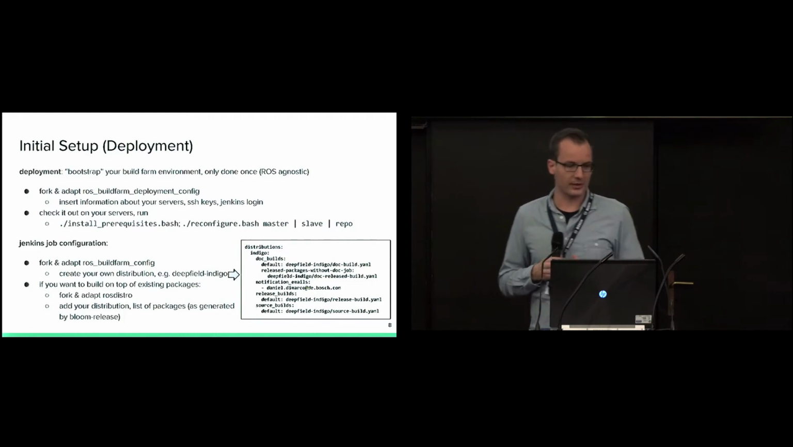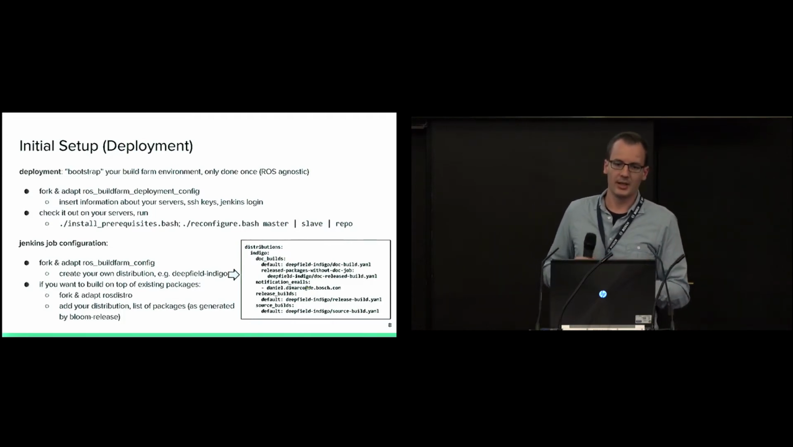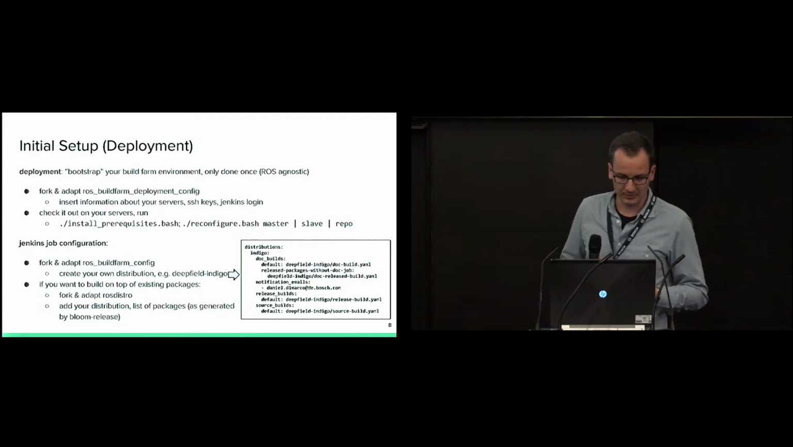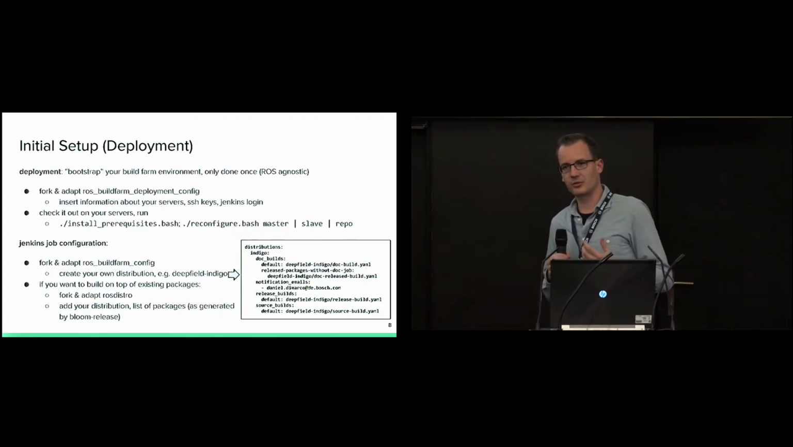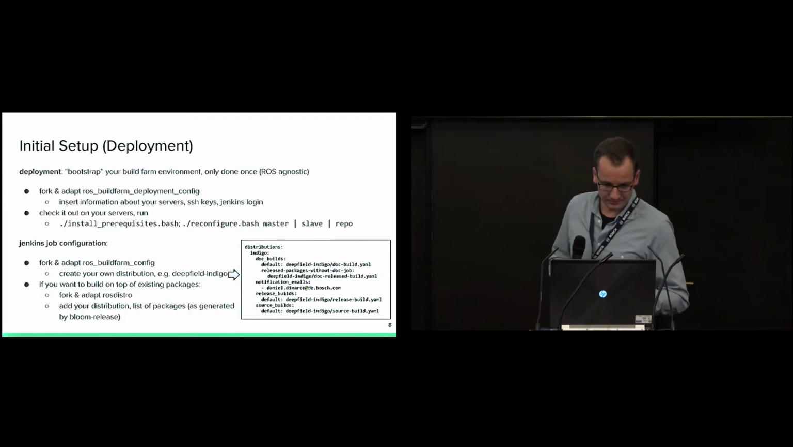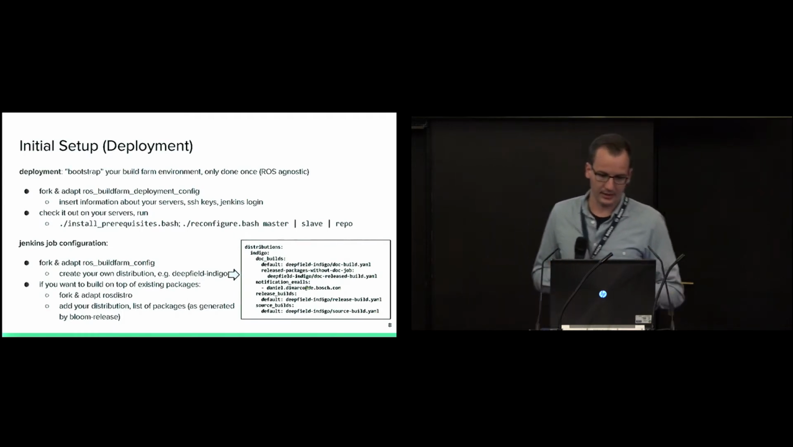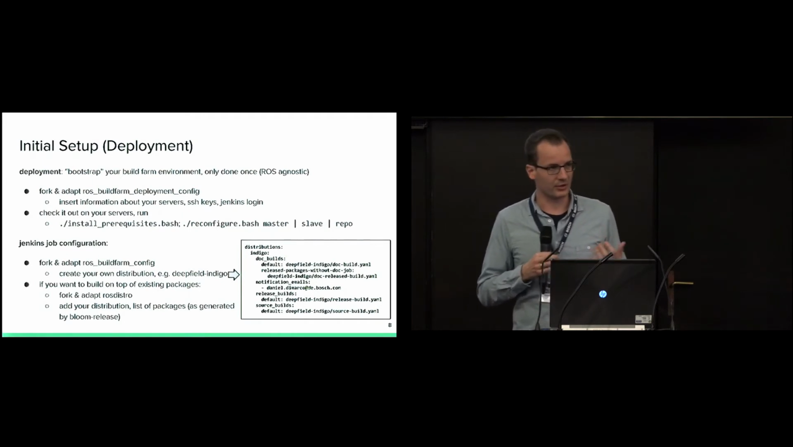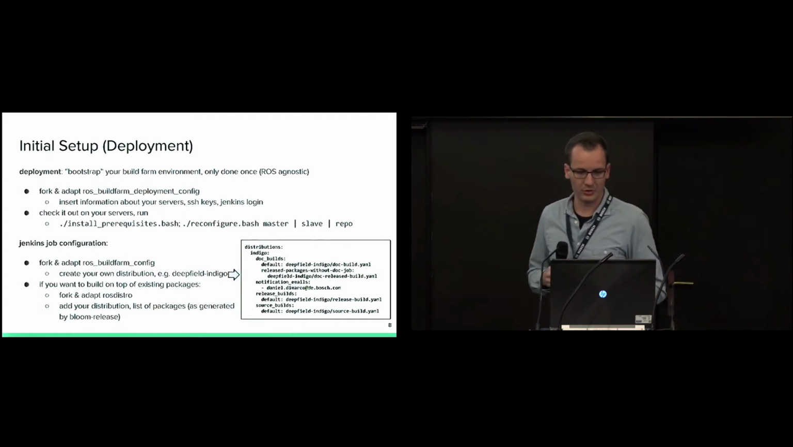Similarly it works for the Jenkins job configuration. You also need to change some YAML files in the ROS build farm config, for instance, to create your own distribution. And also, if you want to build on top of the OSRF packages, you need to fork and adapt the ROS distro to insert your distribution there.